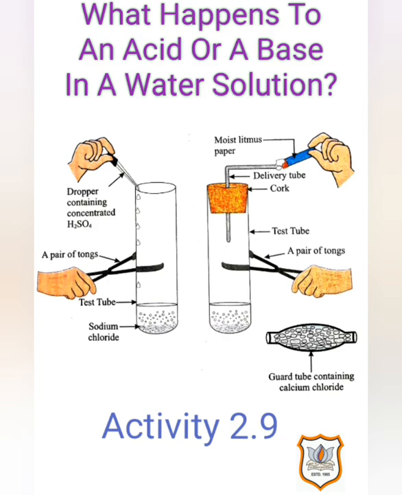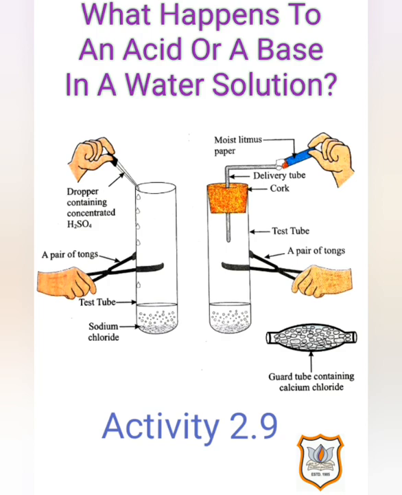Next, what happens to an acid or a base in a water solution? To discuss this, let us have an activity. Activity 2.9. Take about 1 gram solid NaCl, sodium chloride, in a clean and dry test tube and set up the apparatus as shown in the figure. Add some concentrated sulfuric acid H2SO4 to the test tube. Now observe it carefully. What do you observe? Is there a gas coming out of the delivery tube? Now test the gas evolved successively with dry and wet blue litmus paper. Now in which case does the litmus paper change?